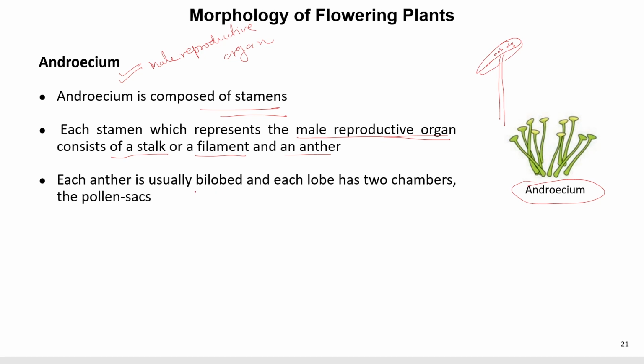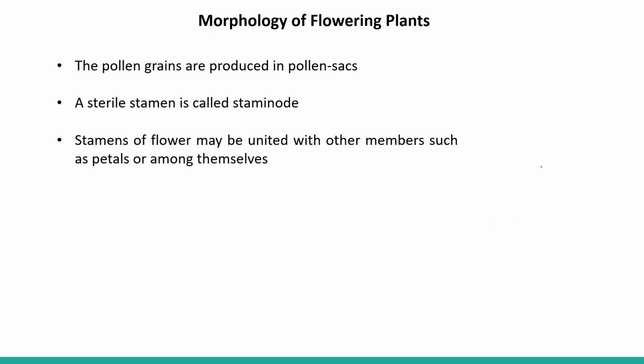Each anther is usually bilobed and each lobe has 2 chambers of the pollen sac. So it has a structure like this. So this is one lobe and this is the other lobe. This lobe has 2 chambers and this other lobe also has 2 chambers of the pollen sac. The pollen grains are produced in the pollen sac.